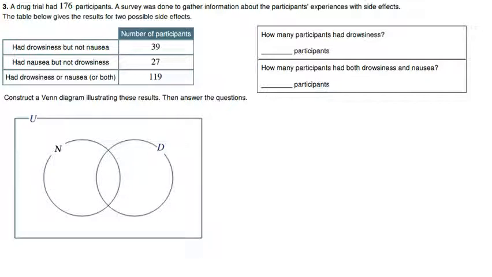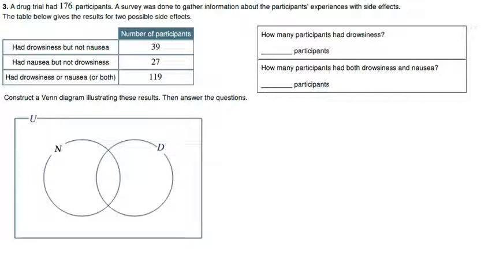So let's move on. Again, stop the video, read it, work it, play it. We had a drug trial. A drug trial had 176 participants, and we collected the following information about their experience. 39 indicated they had drowsiness but not nausea. 27 had nausea but not drowsiness. 119 had drowsiness or nausea.